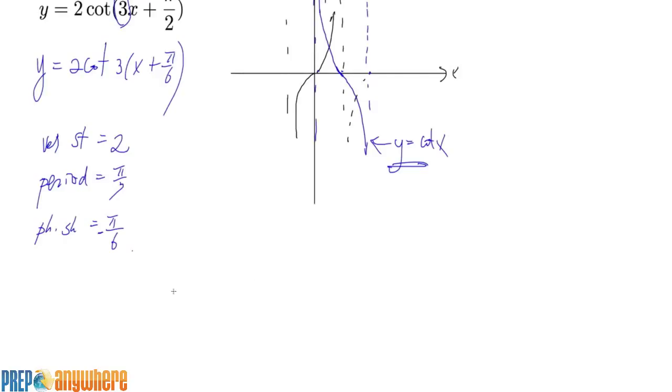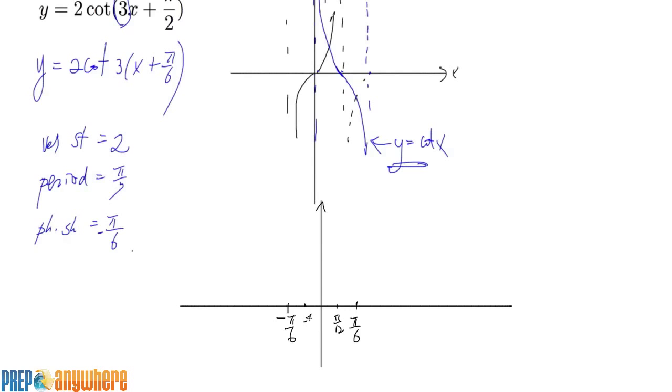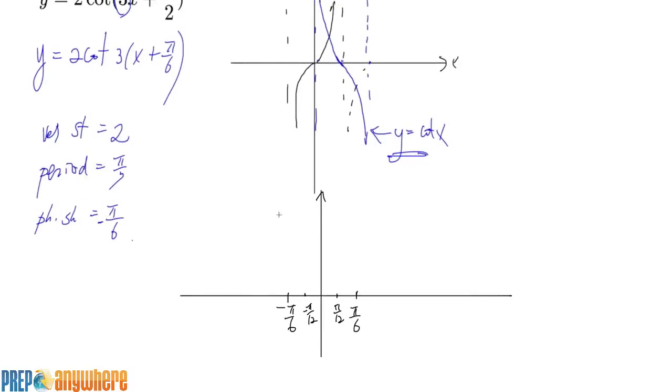Okay, so let's set this up. A phase shift of minus pi over 6. So we're going to be at minus pi over 6. The period is pi over 3, so we're actually going to finish at pi over 6. 2 pi over 6 is pi over 3. So the quarter points are going to be pi over 12 and minus pi over 12. Okay. Here's the asymptotes.